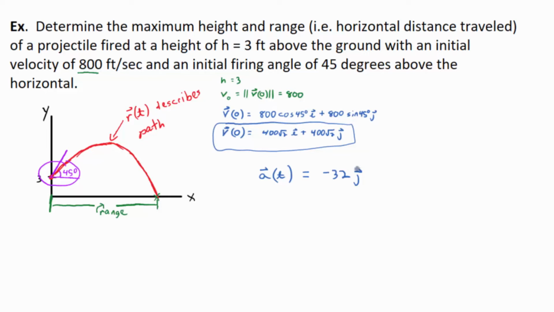And we're looking for r of t, the path of the projectile. Okay, maybe I didn't make that clear. It says determine the maximum height and range. In order to do that, we need r of t, okay? We need r of t, in case I didn't make that clear.